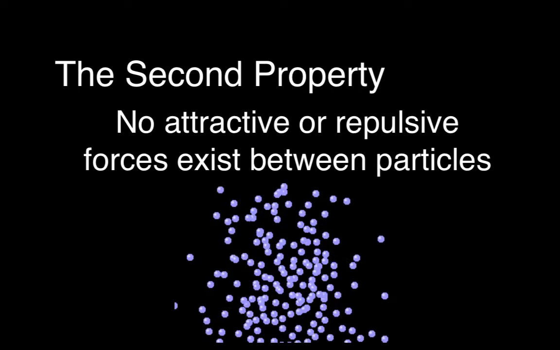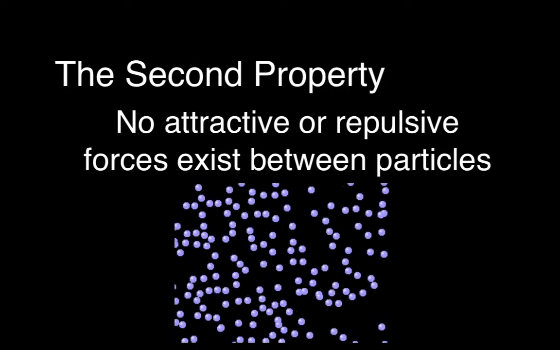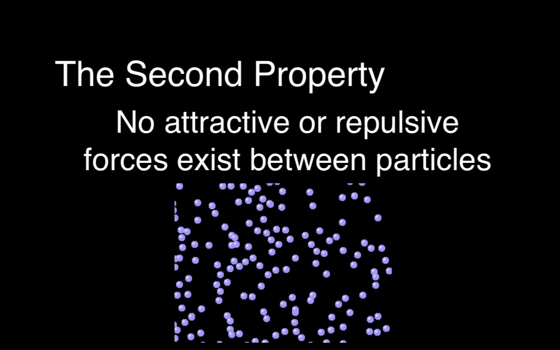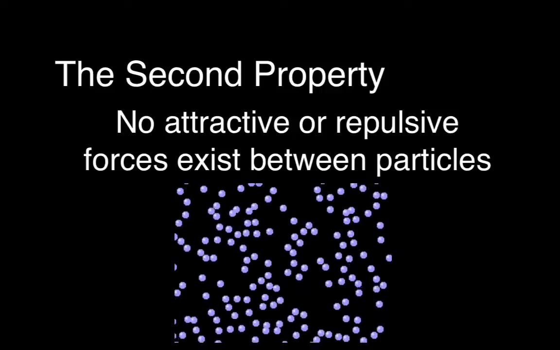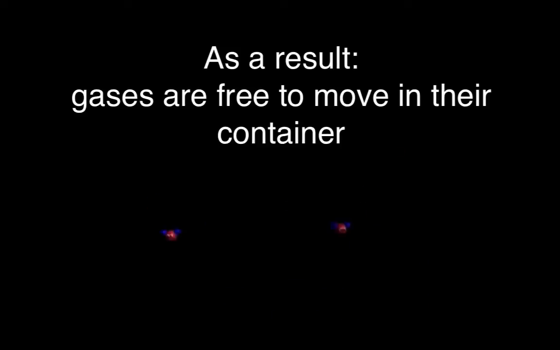The second property says that there are no attractive or repulsive forces that exist between particles. And this is how we deal with ideal gases, because it's much easier if they are not electrically attracted or repelled from each other. And we know from when we did bonding that's not actually true, but it's just much easier to deal with them like they don't attract each other. So as a result of that, gases are free to move in their containers anywhere they want to go, and they won't stick to each other.